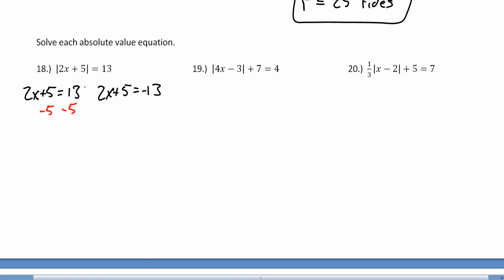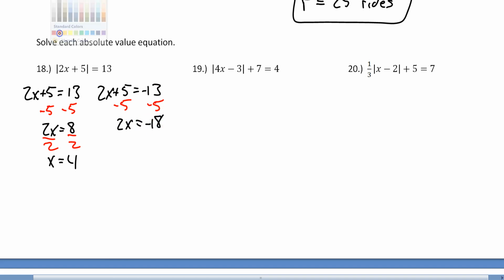So I subtract the 5 from each side, so I'm just solving 2 separate equations. 2x equals 8, divide by the 2, and I end up with x equals 4. Okay, so that's one of my answers. I have to find another answer by solving this other equation. I'm going to subtract the 5 from each side. That's a negative 18. I divide each side by the 2, and I find out that x equals negative 9. All right.